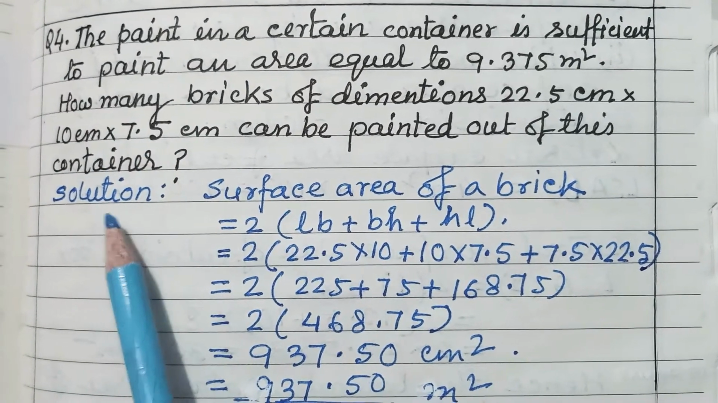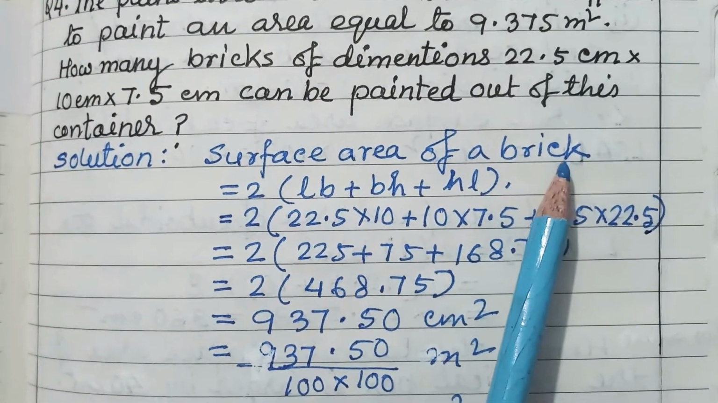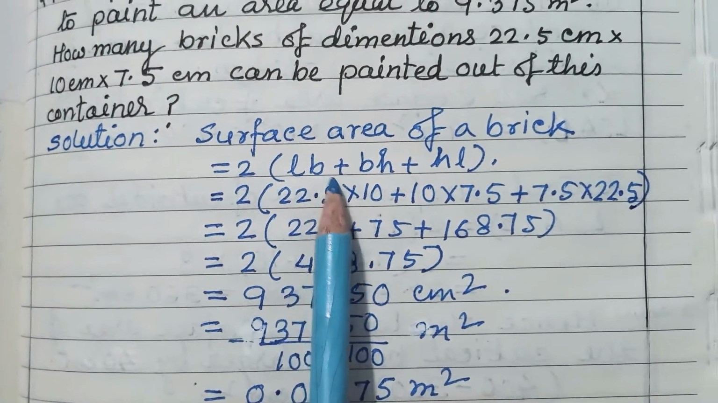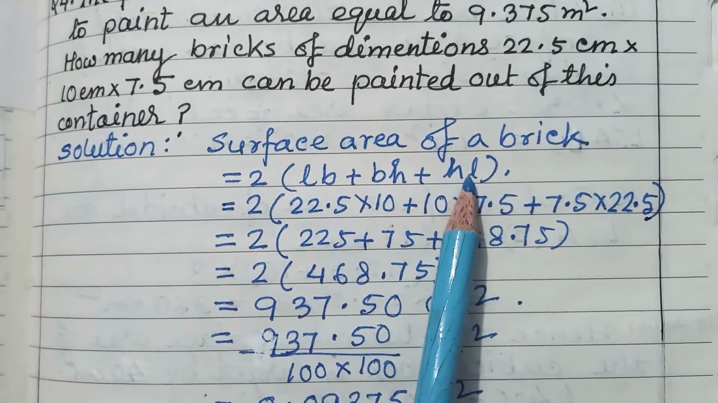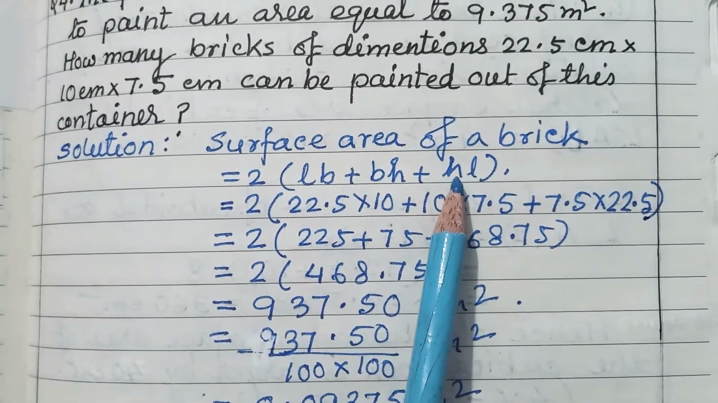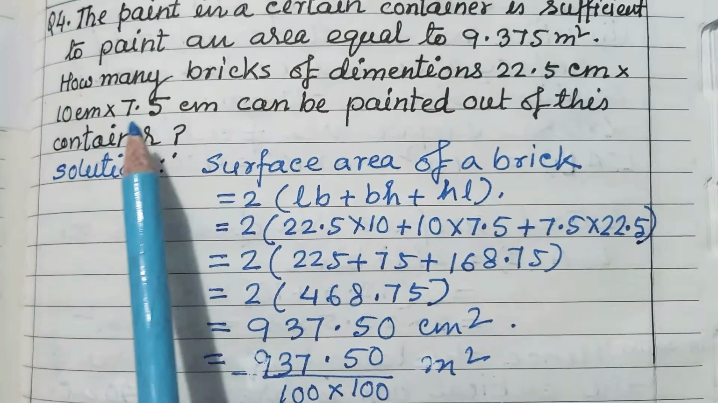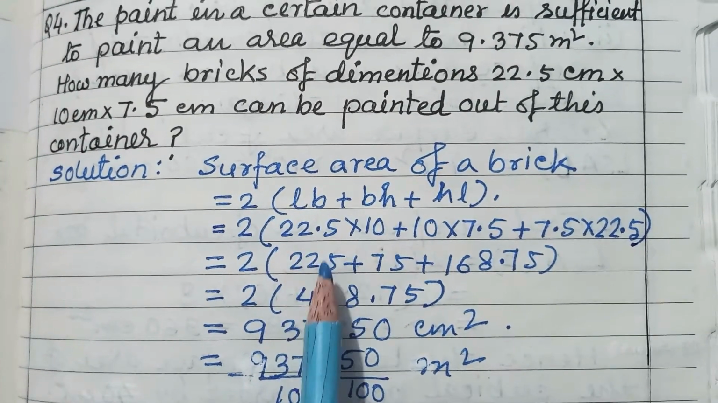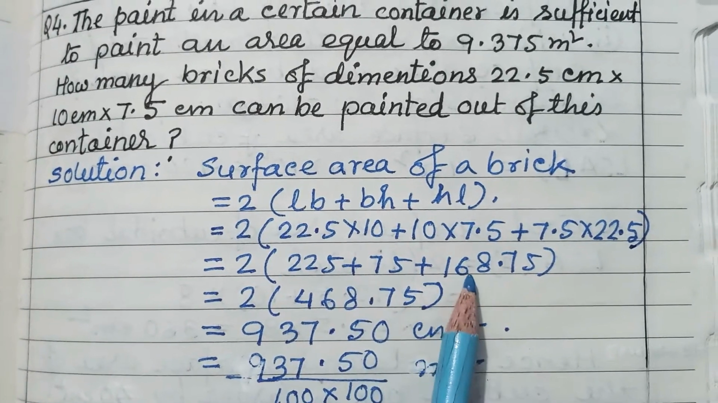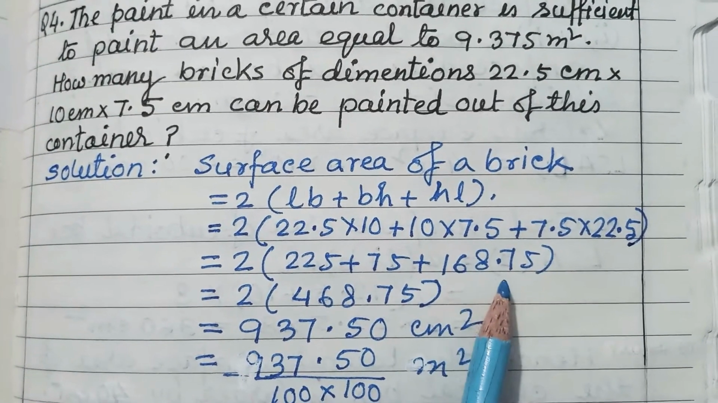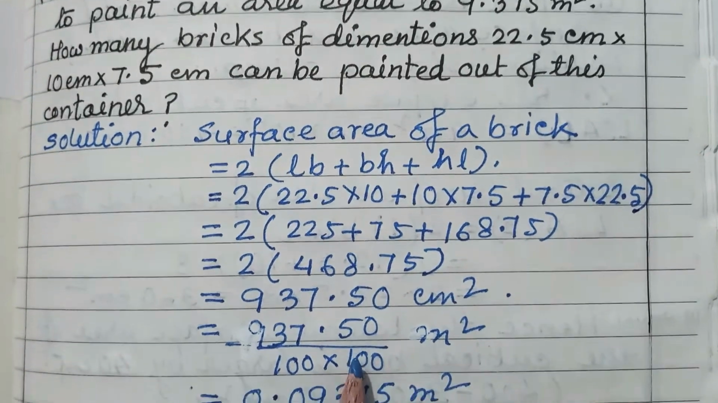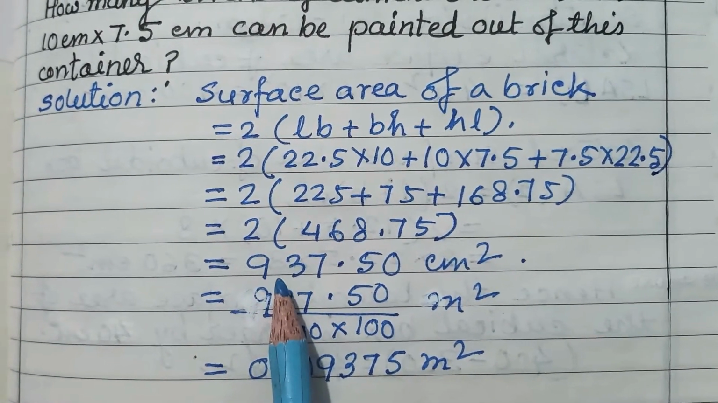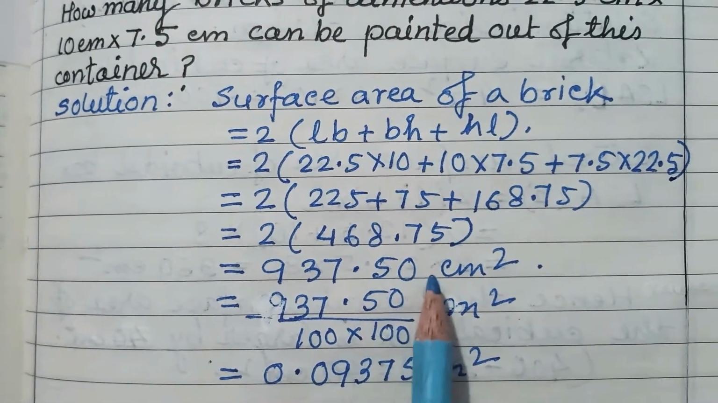Now here the surface area of one brick is 2 into (length into breadth plus breadth into height plus height into length). It is the surface area of one brick, its formula. Now substitute length, breadth and height and calculate it. It is 225, 75 plus 168.75. By calculation we get 937.50. Now it is centimeter square.